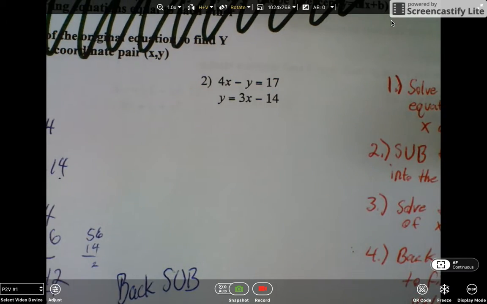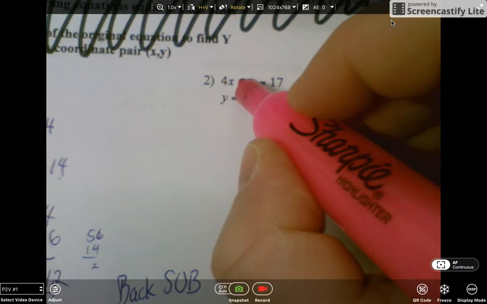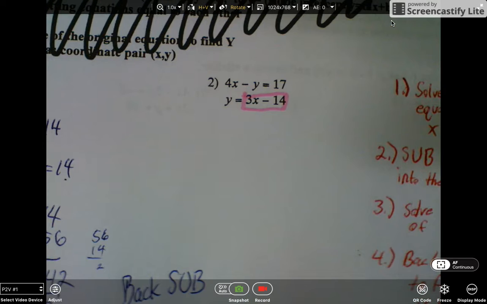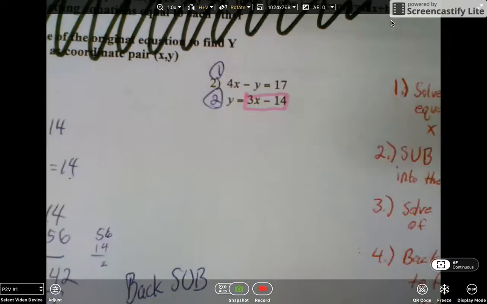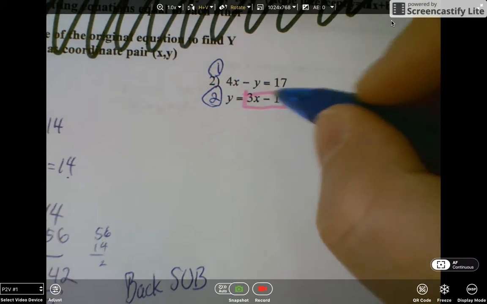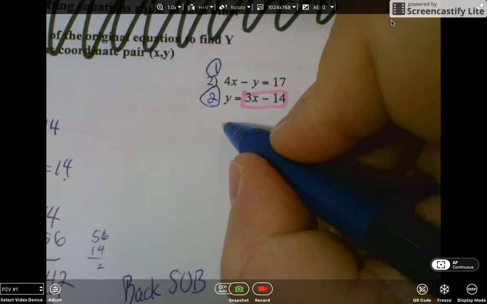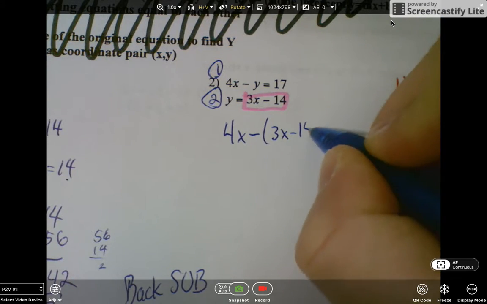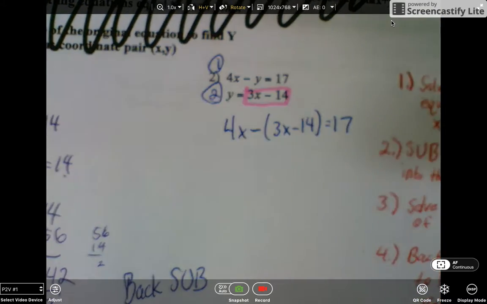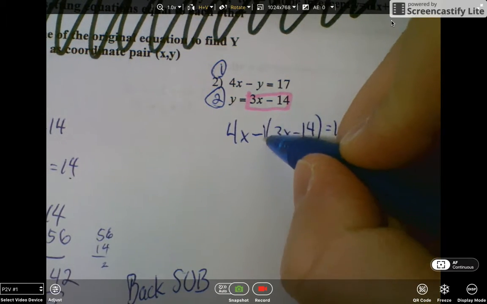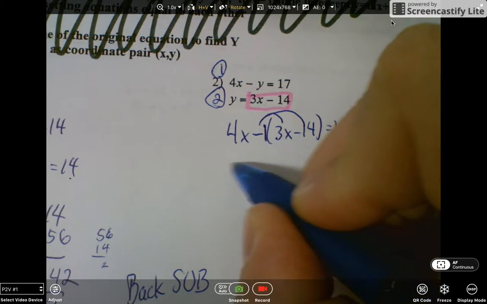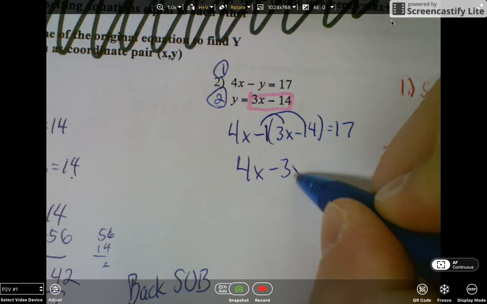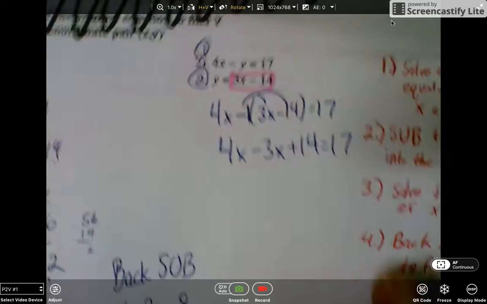Let's try another. So if you look here at example 2, I'm going to do the same thing. I get one equation here that is already y equals. So it again happens to be equation 2. So I'm going to rewrite this equation, but instead of y, I'm going to write 3x minus 14. So 4x minus y, which is 3x minus 14, equals 17. The trick with this one is there's a negative outside the parentheses. So we have to assume the 1 and distribute. Minus 3x plus 14 equals 17.